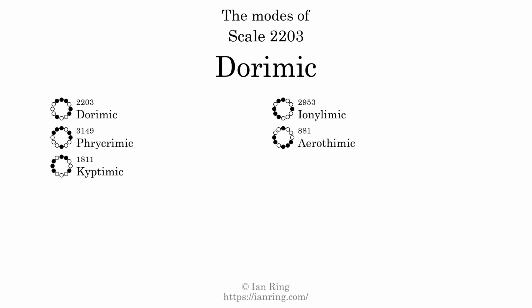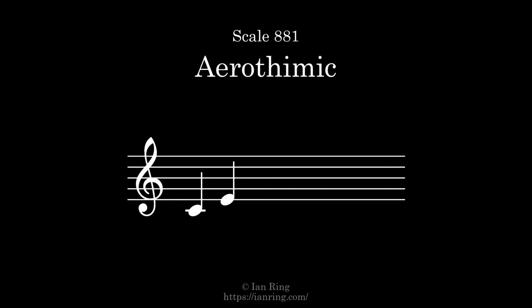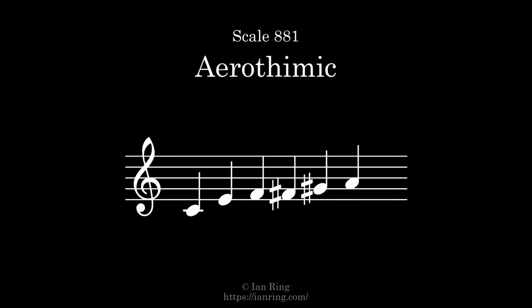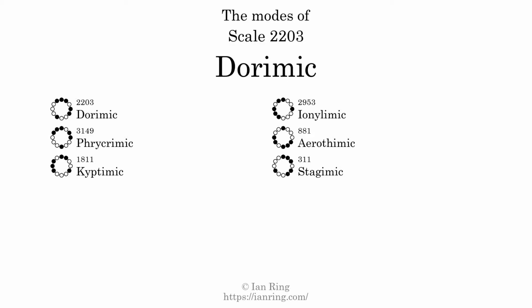The fifth mode is scale 881, also known as Heteromorphisms. It sounds like this. The sixth and last mode is scale 311, also known as Dorimic. It sounds like this.